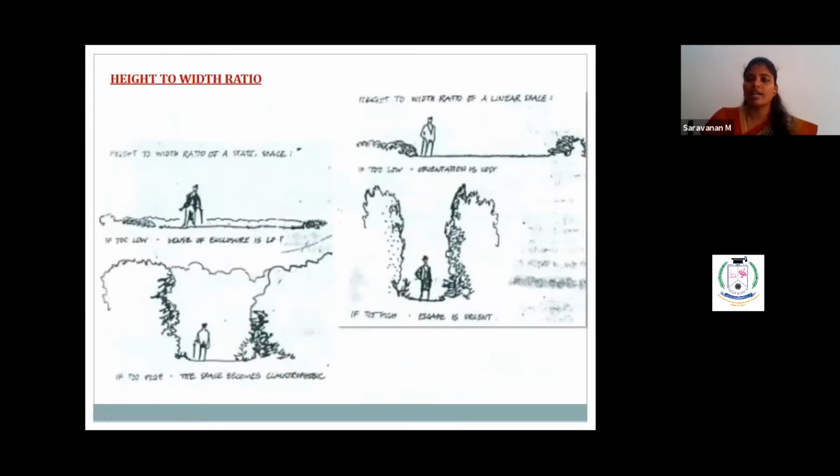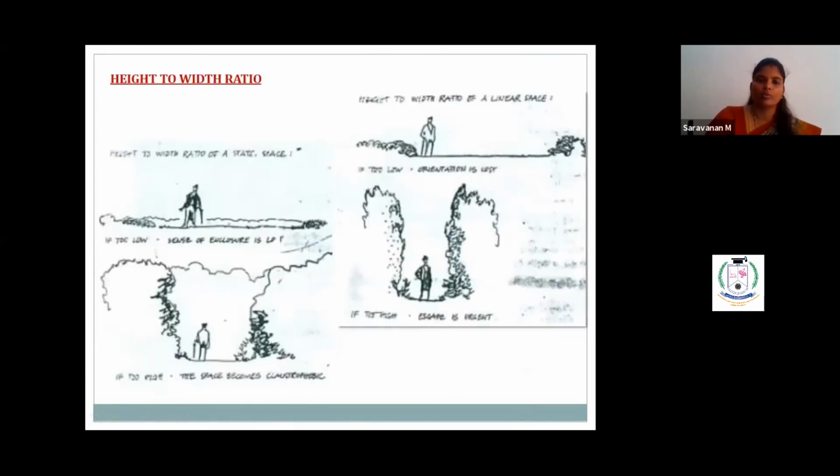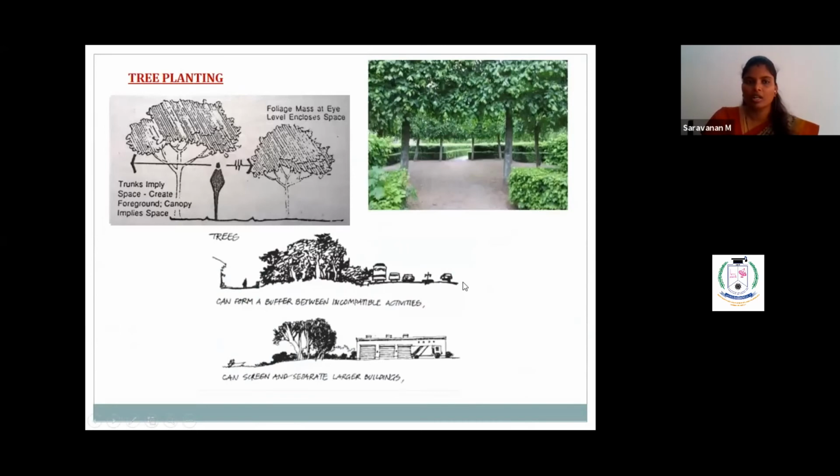Next is the height and width ratio. You can see this part is low, and this is the space which comes before. This is the height of a human, and see the scale of the landscape. These are the different height and width ratios, which show how we feel when we walk in between these. So these are the different tree formations. As I said, you can create a buffer zone between activities, and screen and separate them from the larger buildings.